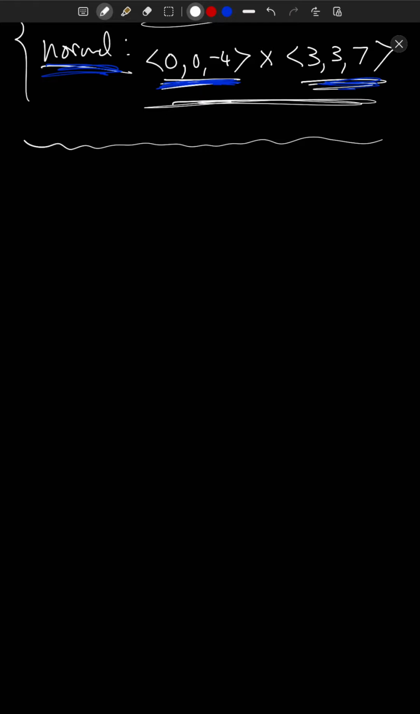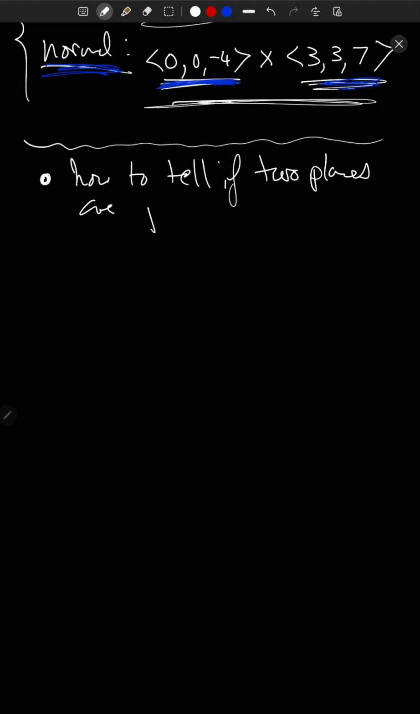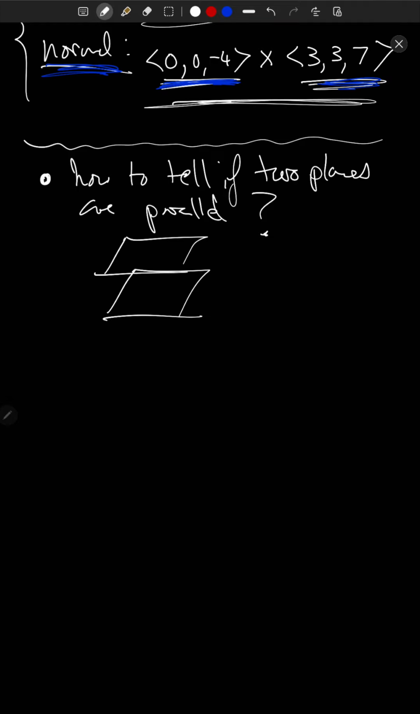How do you tell if two planes are parallel? That's a fun question. Let me write what I literally said: how to tell if two planes are parallel? How do you tell? Well, just think about the picture. Two planes, they're parallel. In other words, they don't touch.